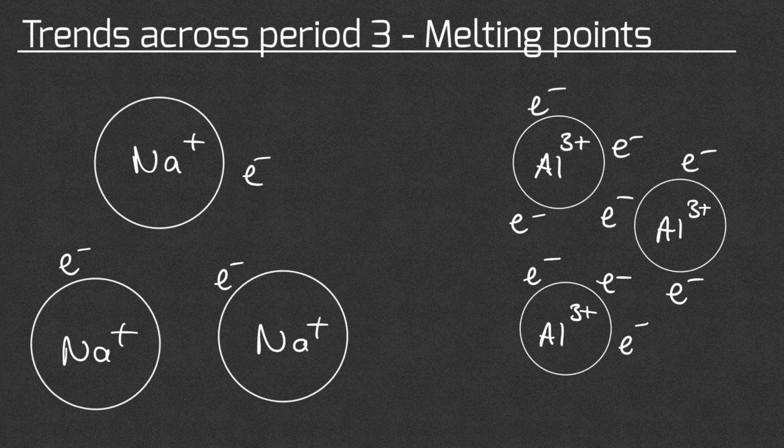And we can see here an example of this. So we can see that sodium has got a 1+ charge, while aluminium has a 3+ charge. Each sodium ion has got 1 delocalized electron, compared to each aluminium ion having 3 delocalized electrons. And aluminium has a smaller atomic radius compared to that of sodium. Therefore, the metallic bonding is going to be stronger in aluminium than in sodium, so aluminium will have a higher melting point.